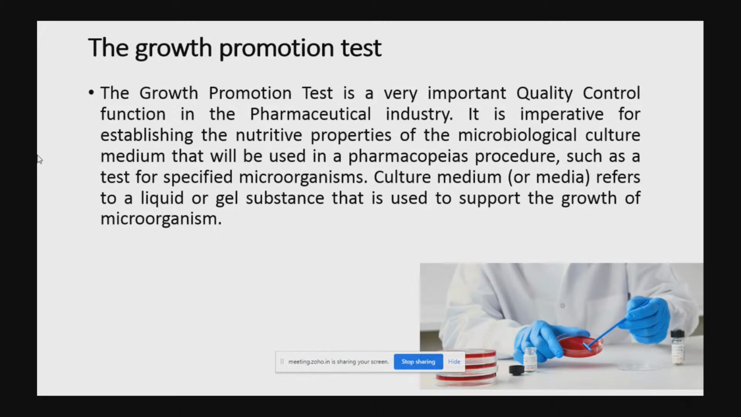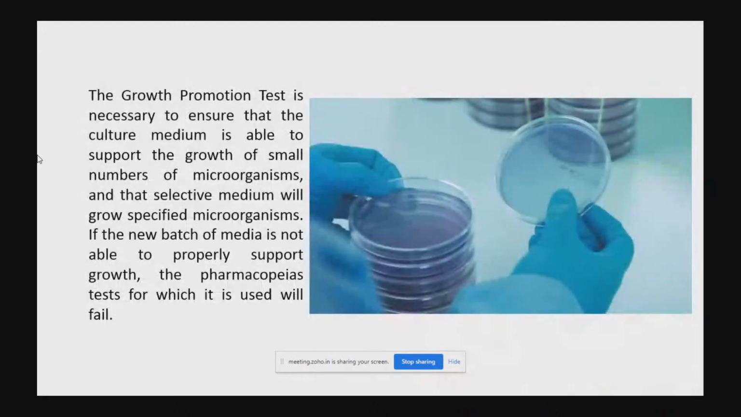So it is the confirmatory test of the media, whatever media we are utilizing to analyze the product. It is the confirmative test of whether the media supports the growth of microorganisms or not. By doing the growth promotion test, we can ensure the growth promoting, growth inhibitory, and growth indicative activity of the media.